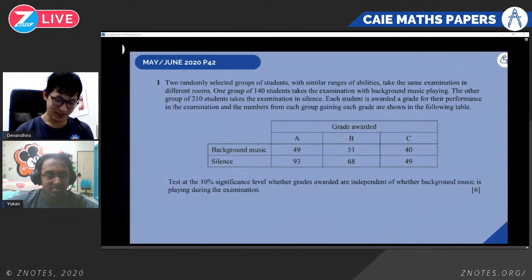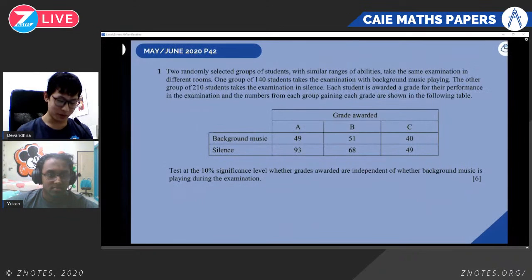All right, so we have a table here. Two randomly selected groups of students with similar ranges of abilities take the same examination in different rooms. One group of 140 students takes the examination with background music playing. The other group of 210 students takes the examination in silence. Each student is awarded a grade for their performance, and the numbers from each group gaining each grade are shown in the following table. So you can see from here.